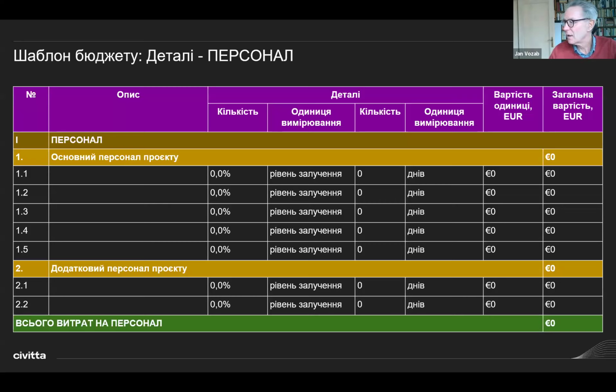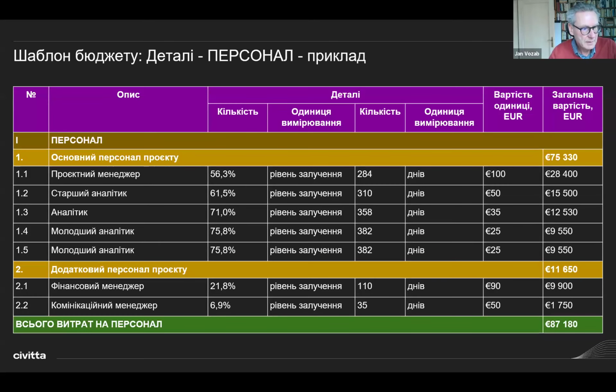Here now is the unit cost and total cost. Unit cost per person and total cost per person, given the number of days and proportion of his involvement. So, an example. This is the example of a real project, which happened, I think, 2 or 3 years ago, maybe 5 years ago in Ukraine.